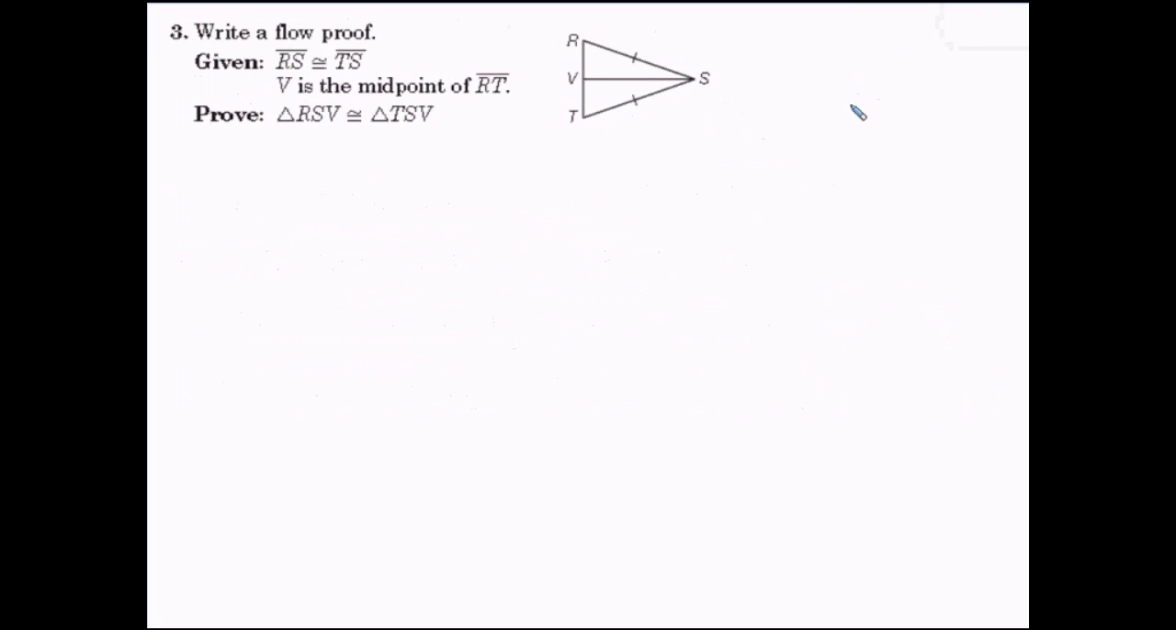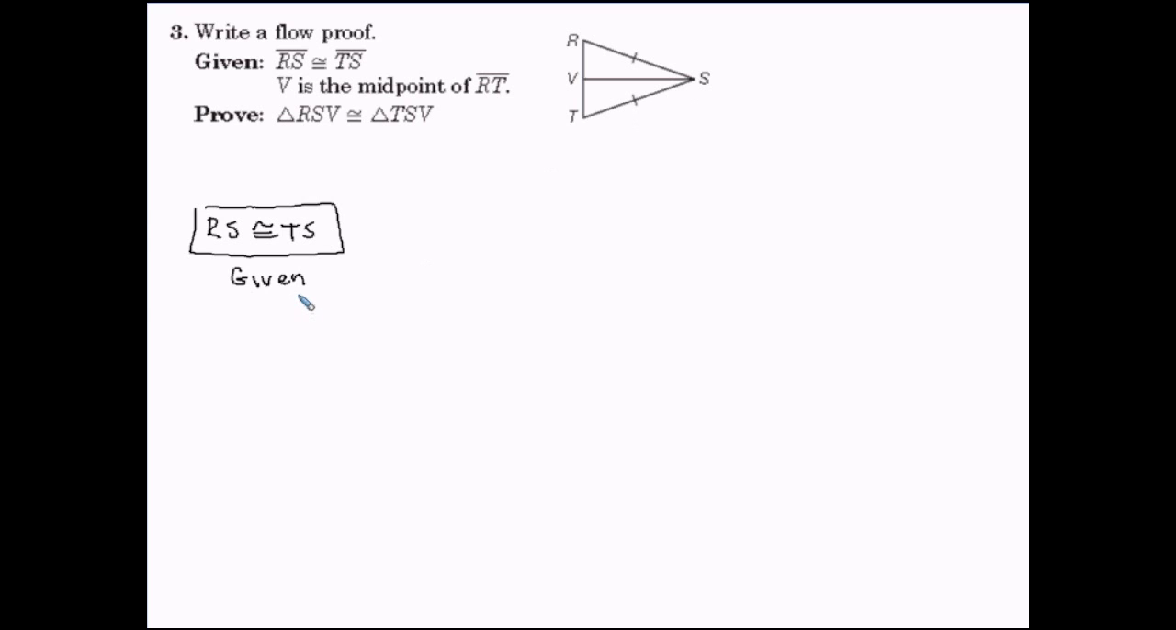In a two-column proof, we have the statements and the reasons. With the flow proof, it's how the flow goes, so you get arrows and boxes. Okay, so your givens, you still have to write reasons. It's just in boxes. So we have RS is congruent to TS, and that was given. Okay, and that's already labeled.